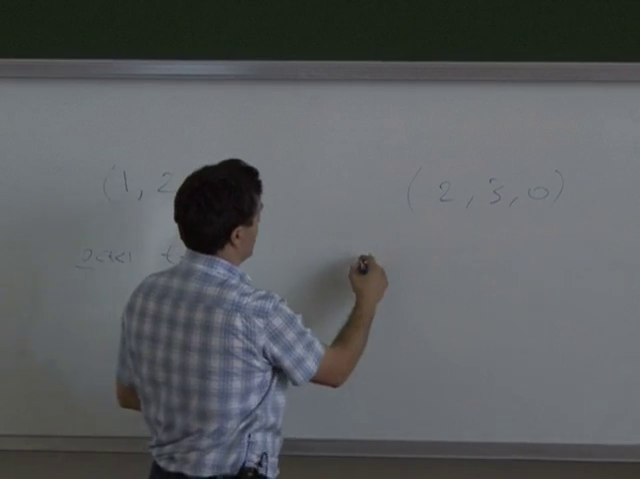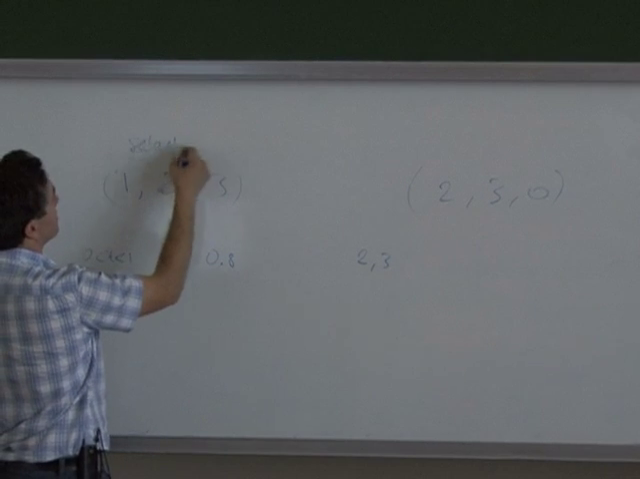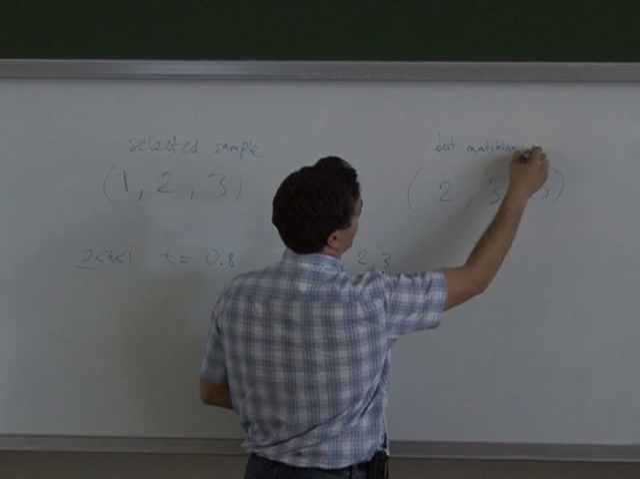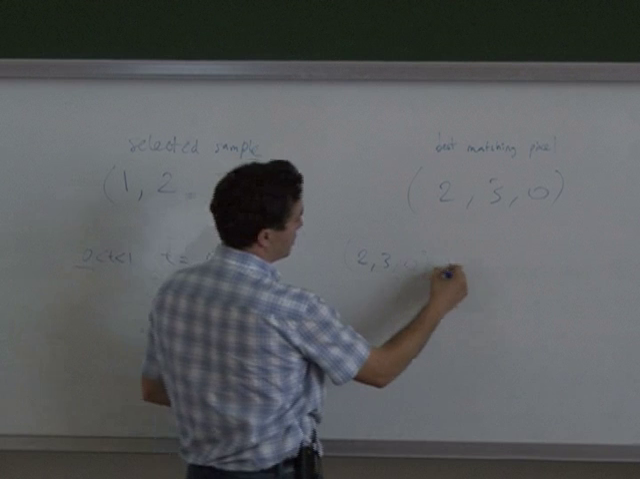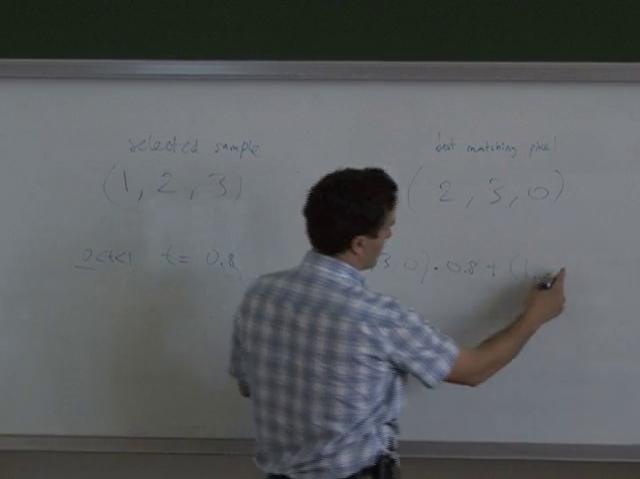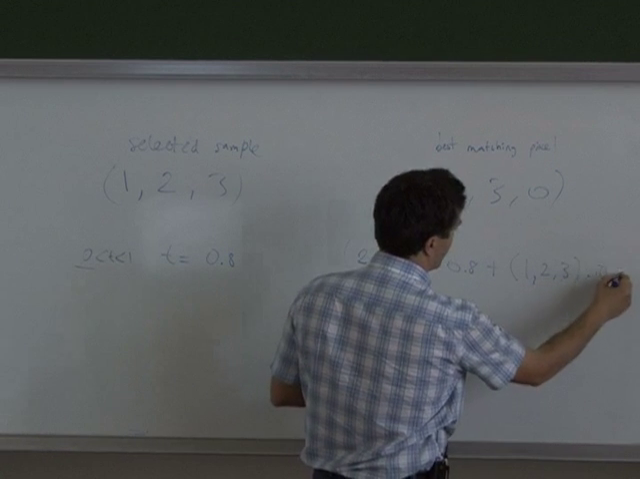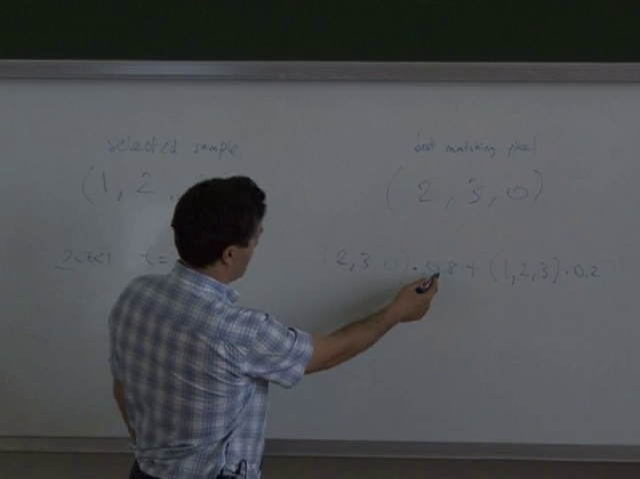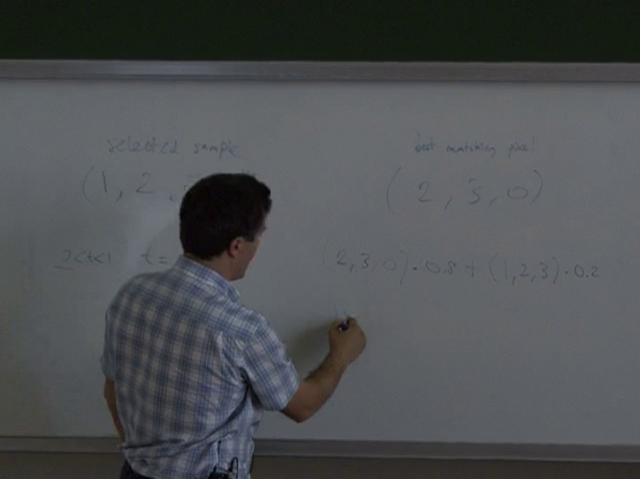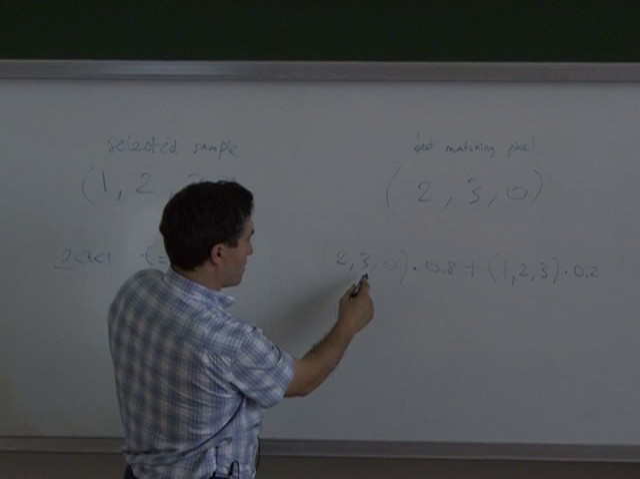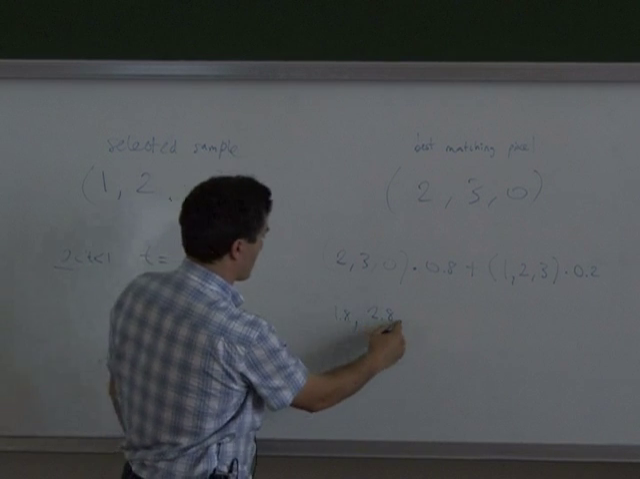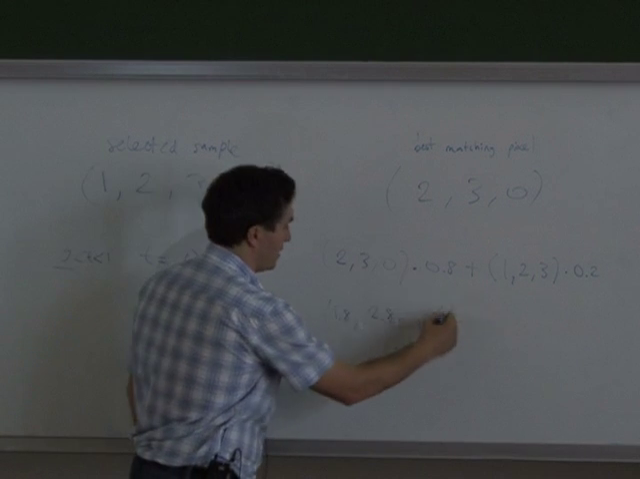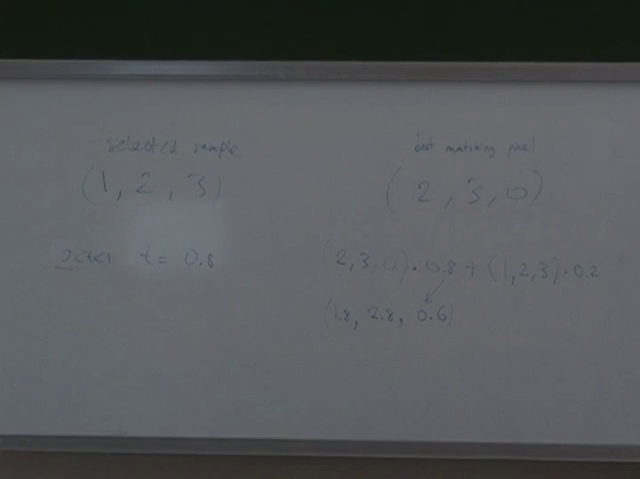So when t is equal to 0.8, we do this. The current pixel value is 2, 3, 0, the best matching pixel, and 1, 2, 3 is the selected sample. So 2, 3, 0 times 0.8 plus 1, 2, 3 times 0.2. If you do this operation, it's going to be 1.6 plus 0.2, which is 1.8, 2.4 plus 0.4 is 2.8, and 0.6. So the final pixel value, you update that current pixel value with these numbers.